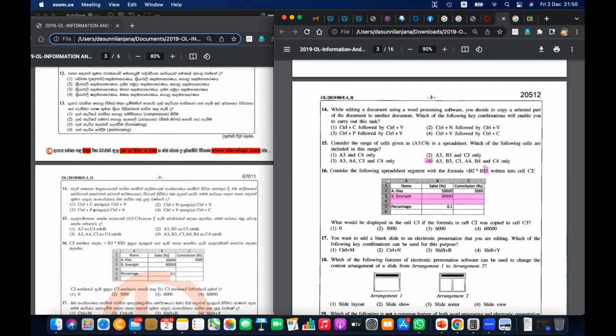Normally, if you are not putting dollar, when B2 becomes B3, අනිවාර්යයෙන්ම B5 B6 වෙනවා. B5 තිබ්බනම් B6 වෙනවා. B2 into B5 will become B3 into B6. But because of the dollar, it's not going to change. So B2 into B5 will be B3 into B5. B3 is 60,000 into 0.1 is 6,000. So this is the answer for question number 16.